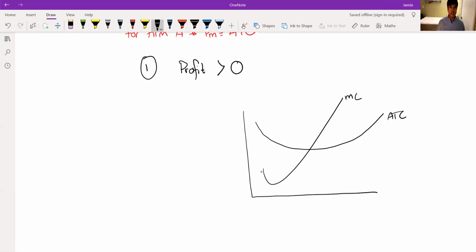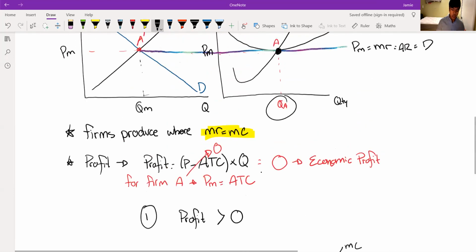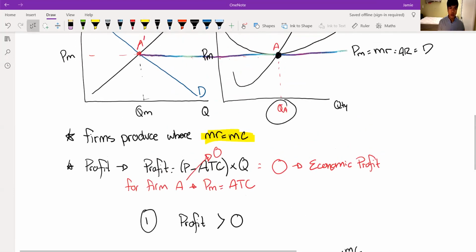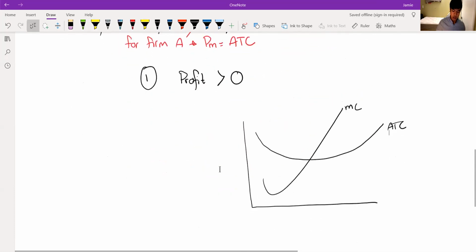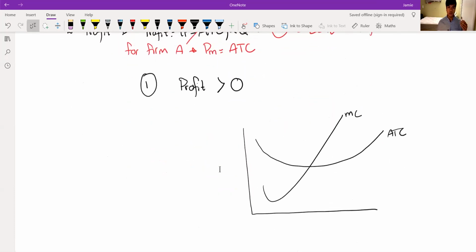And what is important here is economic profit occurs where the market price, by definition, is greater than the average total cost. Why? Because if we look at our formula, if P is greater than ATC, that means we get a non-zero or positive value times any quantity is a positive value. So the difference between the market price and average total cost has to be greater than 0. So where would I place my market price? Well, it would be above, right? It has to be above ATC.